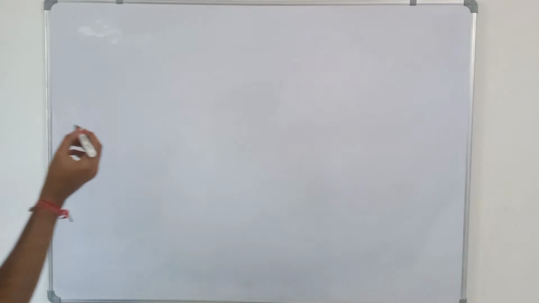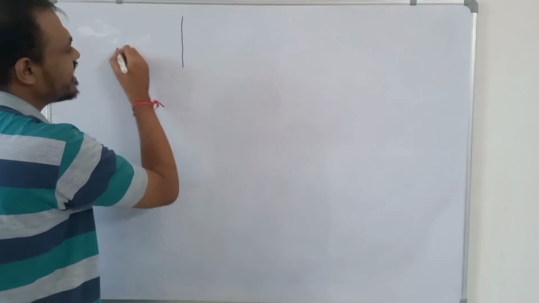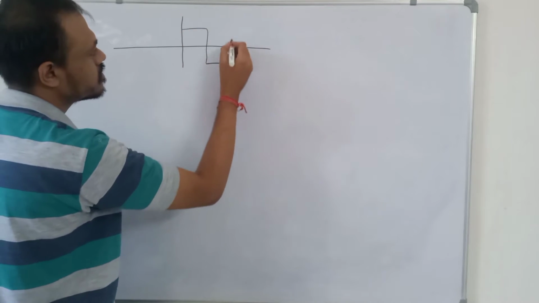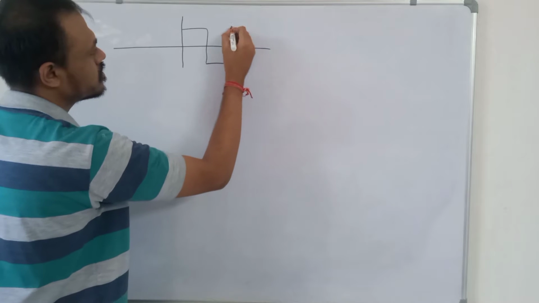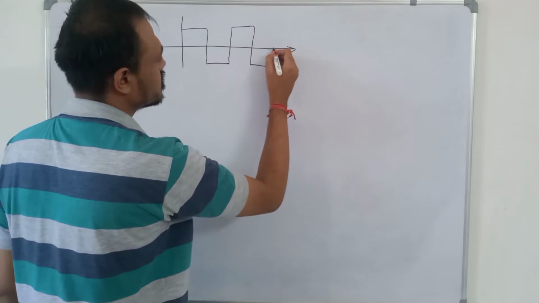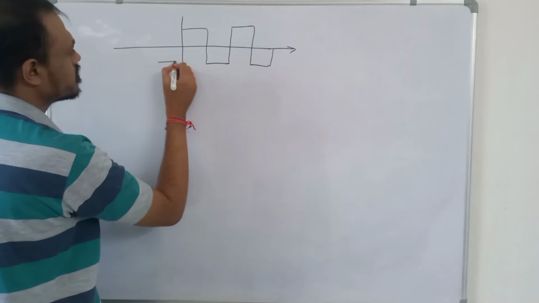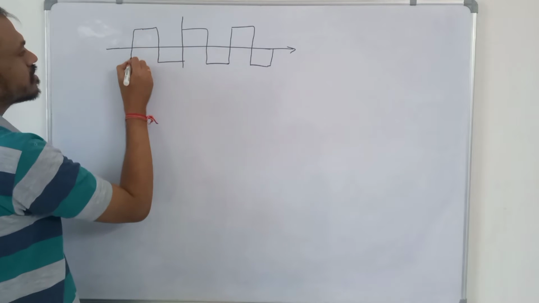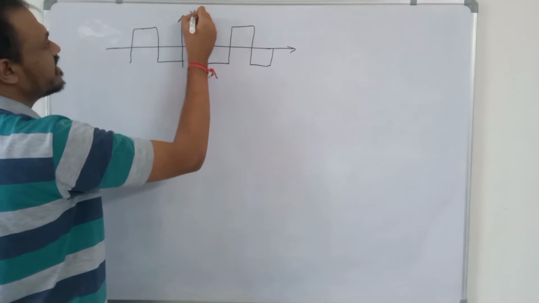So in this video we will discuss how to find the Fourier series of a signal. So let's say we have a signal like this. This is my signal x of t.